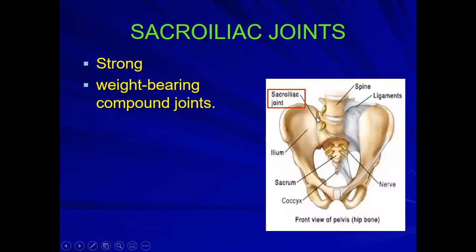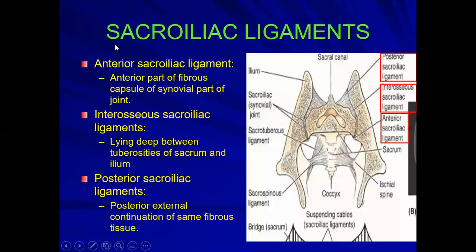For the sacroiliac joint, it is a strong joint. It is a weight-bearing compound joint. Okay, it's a very strong joint. And then we have the sacroiliac ligament that holds this joint. We have the anterior sacroiliac ligament, the posterior sacroiliac ligament, and the interosseous sacroiliac ligament.